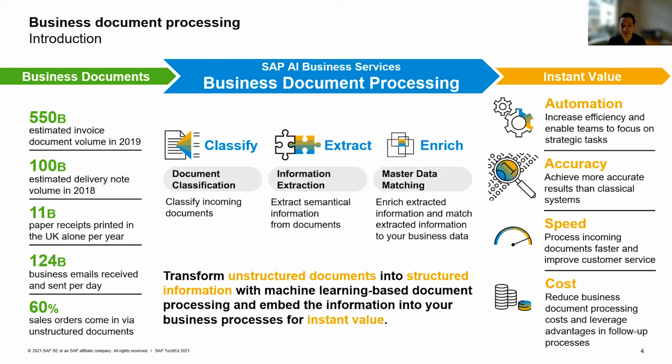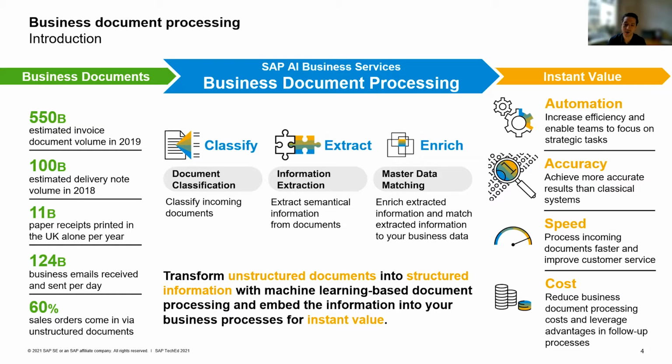Business document processing usually is related to OCR, so optical character recognition, but it's a common misconception. In our opinion, business document processing typically consists of three main steps. First of all, classification. So when a document arrives, you need to understand what type of document it is in order to know what to do with it in a subsequent process step. Then there is extraction of business relevant information out of this document.